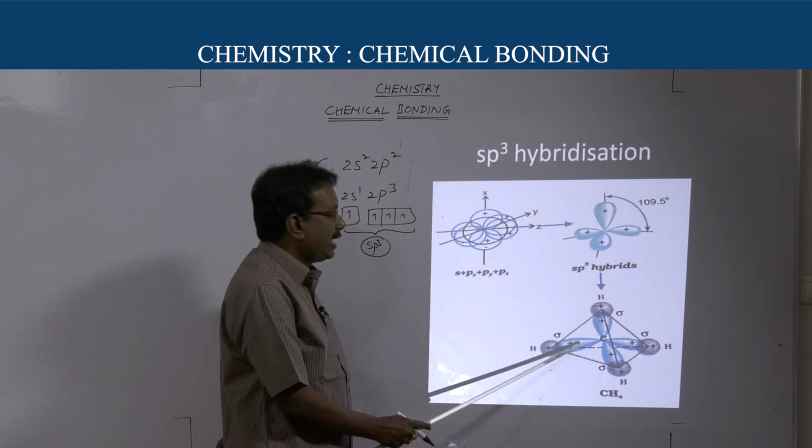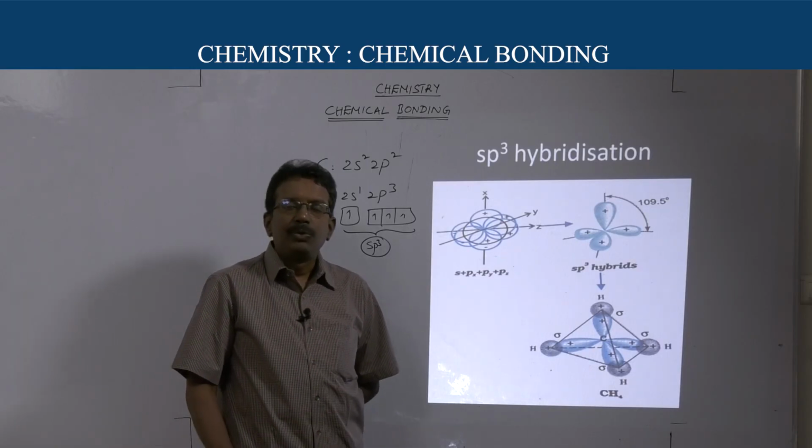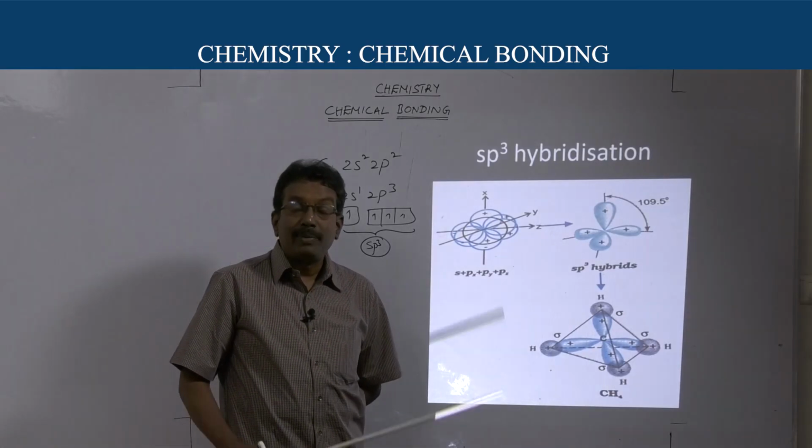This is a big difficulty in the case of valence bond theory. According to valence bond theory, pure orbitals participate in bonding. Pure orbitals are overlapped.